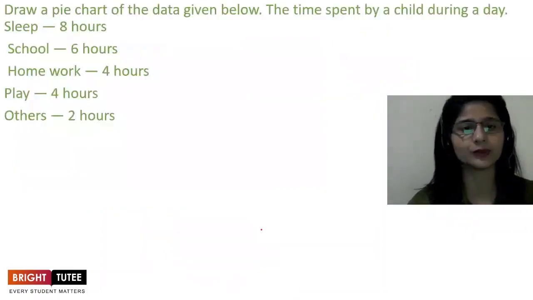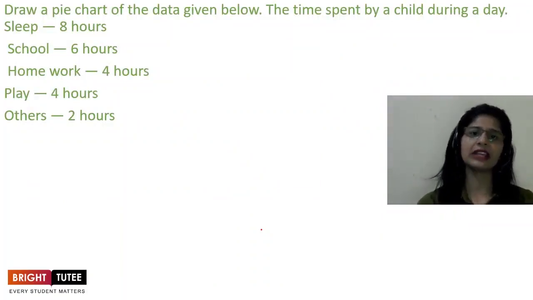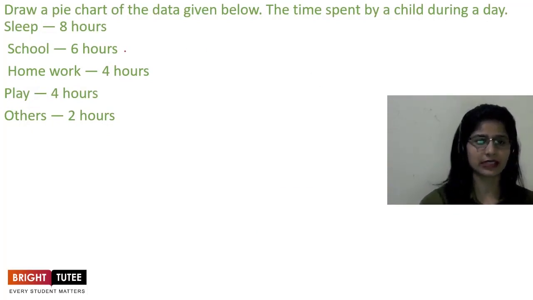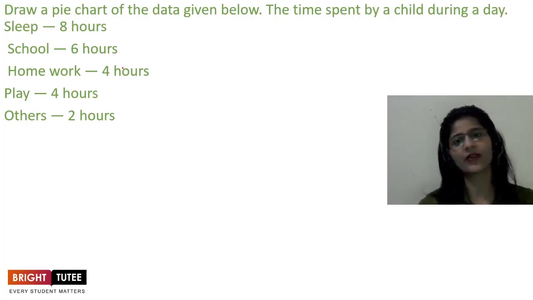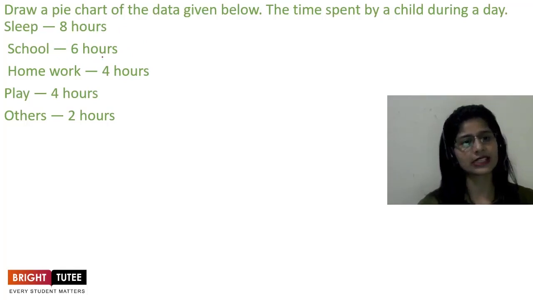Let's move ahead now. Here also, I think this question would definitely be easy for you. It says draw a pie chart of the data given below: the time spent by a child during a day. We have already discussed it, and I'm framing it again in the form of a question. For sleep, it is 8 hours. For school, 6 hours. For homework, 4 hours. For playing, 4 hours. And others, 2 hours.